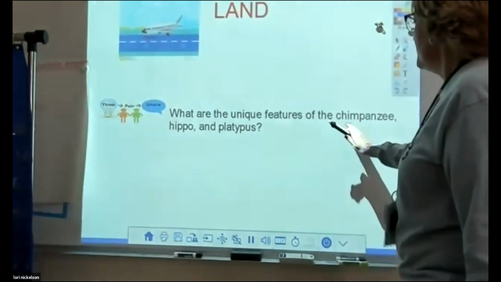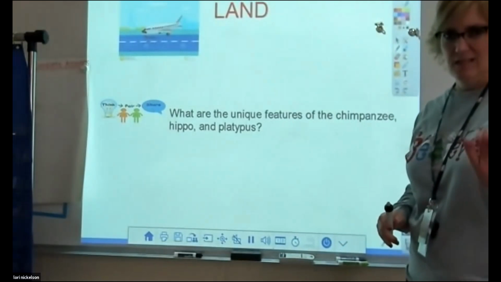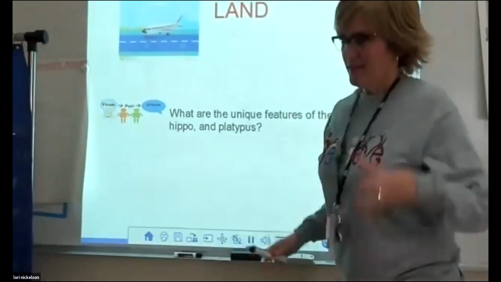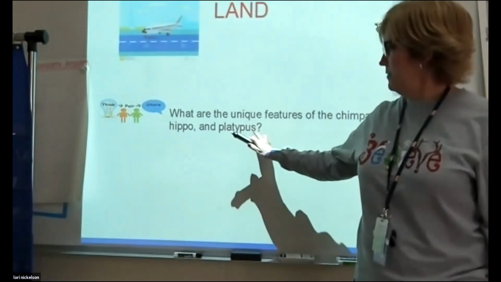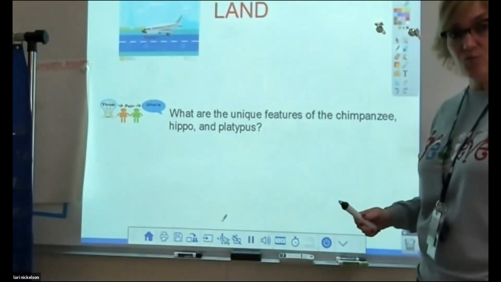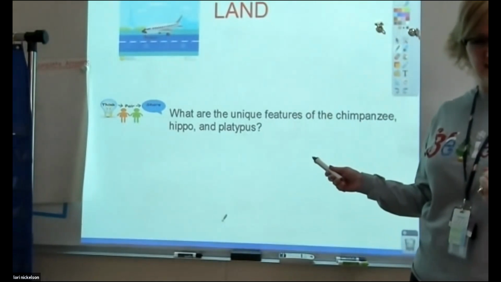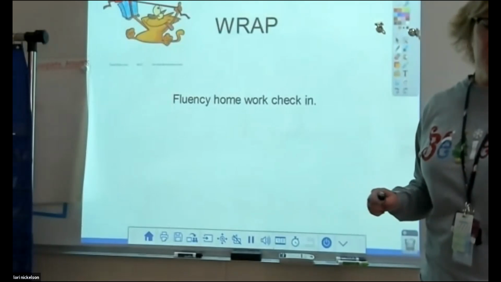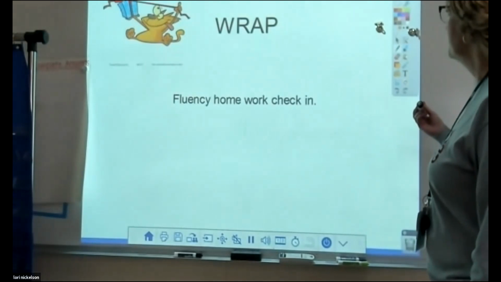So, what are unique features of the chimpanzee, hippo, and platypus? Think about the chimpanzee. It doesn't have fur on its hands, and it's got 5 fingers. And a hippo, they close their ears when they go underwater. They're large and they're gray, right? Platypus has a flat bill, but it has a dangerous spur on the back of its leg that could really hurt you. And I bet you thought of other features that I didn't say. Fluency, make sure you're still practicing those fluency sheets, okay? Because we have a lot of them.